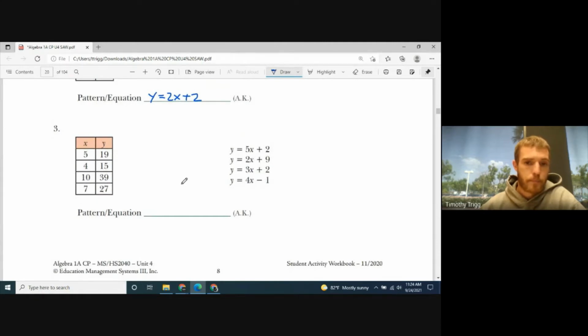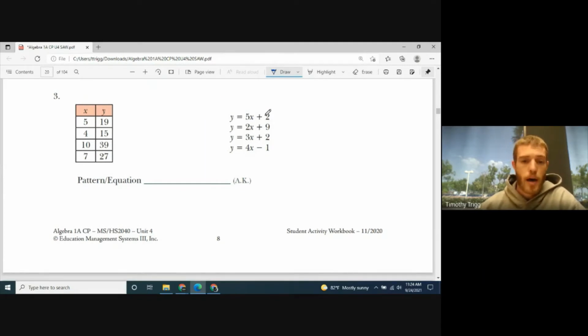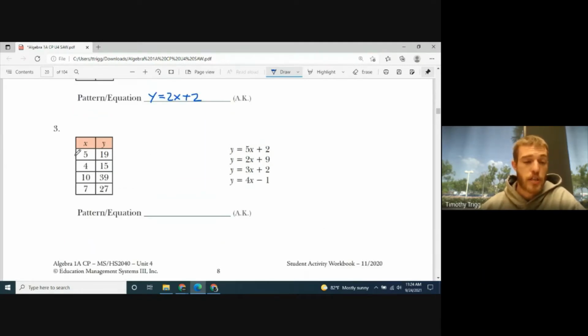Okay. Let's go ahead and try this one. I'm going to at least check the first equation for you, but I want you to check the rest of the equations to see which one is the correct answer. So to check the first equation, I'm going to use this first coordinate point, 5, 19, and I'm going to replace the y with the y coordinate here. So that's 19 equals 5 times x, so that's going to be 5 times 5, and then plus 2.